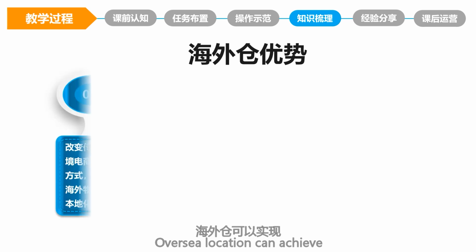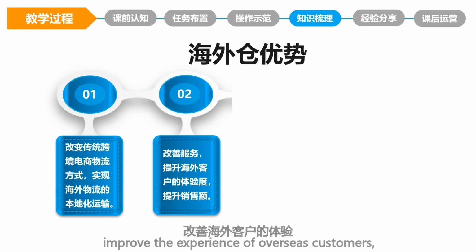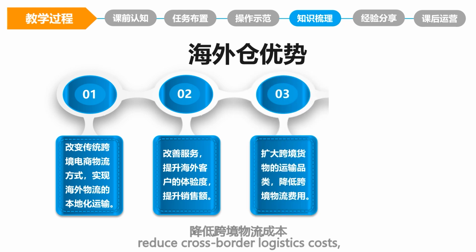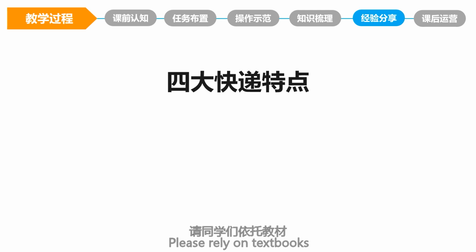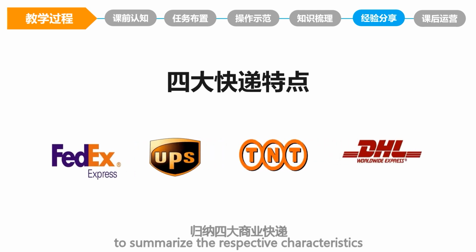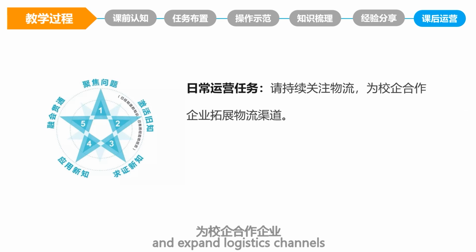Overseas location can achieve localized transport, improve the experience of overseas customers, reduce cross-border logistics costs, and enhance the price competitiveness of products. Please rely on textbooks and online resources to summarize the respective characteristics of the four major business express services. After class, please continue to pay attention to logistics and expand logistics channels.